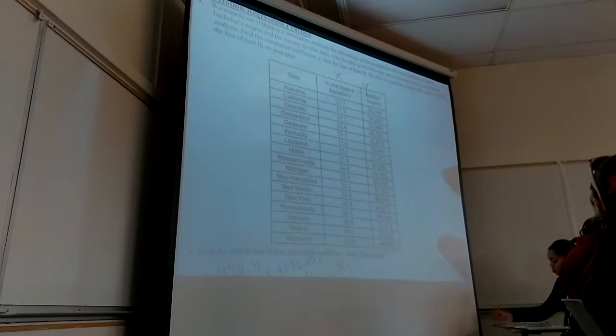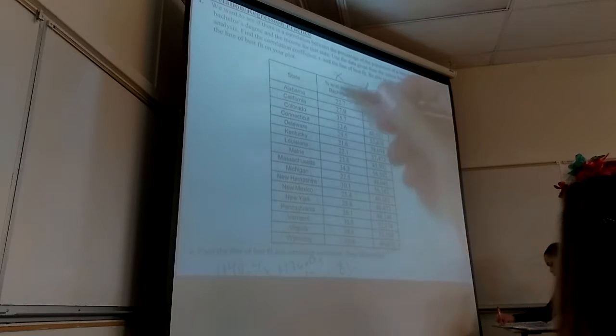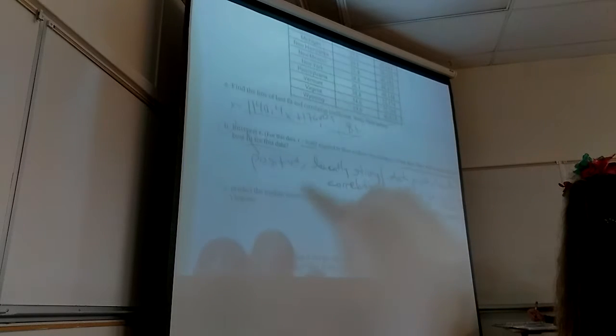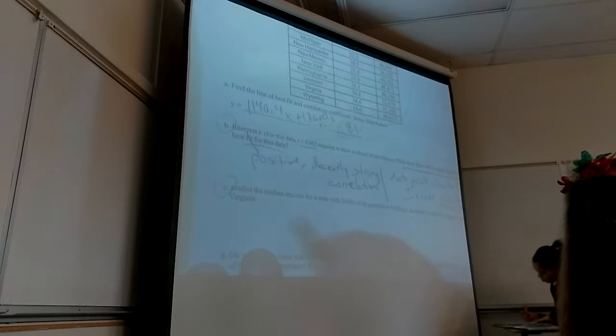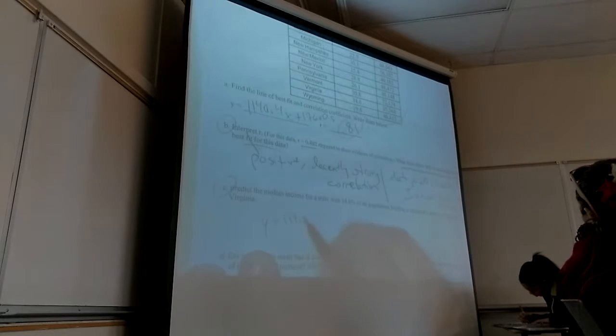So hopefully this makes sense. These are my X's, these are my Y's. Nice XY table. So what does X mean? It means the percentage with at least the bachelor's. So what am I going to put in place of X for part C? Yeah.